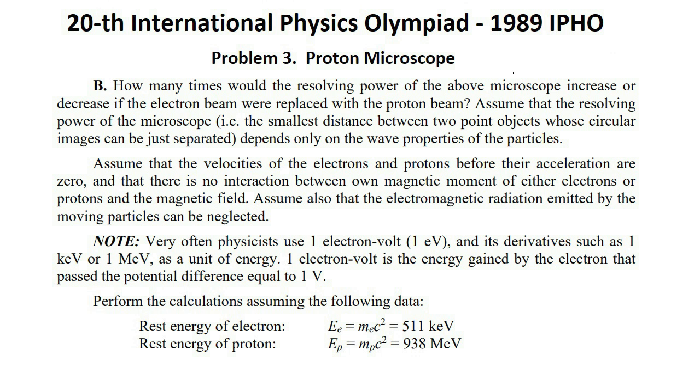Note, very often physicists use 1 electron volt, and its derivatives such as 1 kilo electron volt or 1 mega electron volt, as a unit of energy. 1 electron volt is the energy gained by the electron that passed the potential difference equal to 1 volt. Perform the calculations assuming the following data. Rest energy of electron is 511 kilo electron volt. Rest energy of proton is 938 mega electron volt.